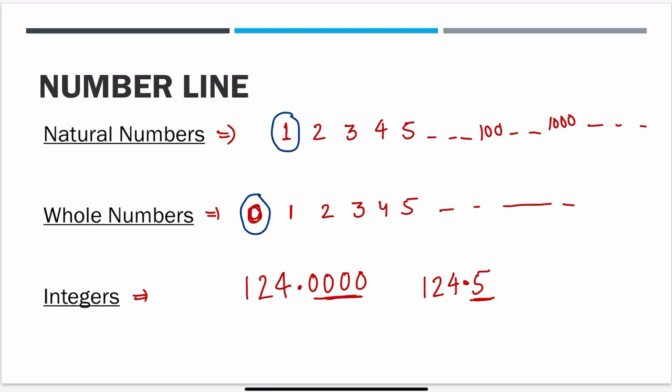Is that 124.5 an integer? No. But is 124.0000 an integer, or simply is 124 an integer? I would say yes, because there is no non-zero digit after the decimal, right? I hope integer is clear. I hope decimal is clear. Natural number and whole number, these are done.